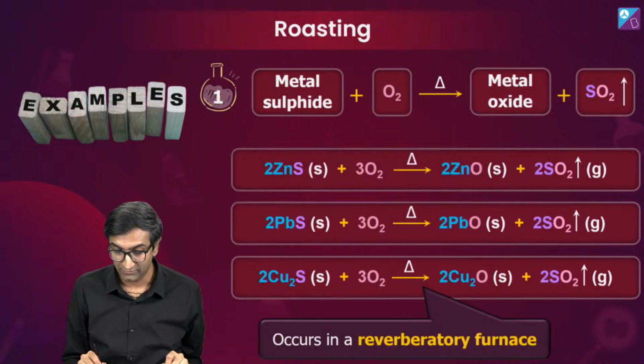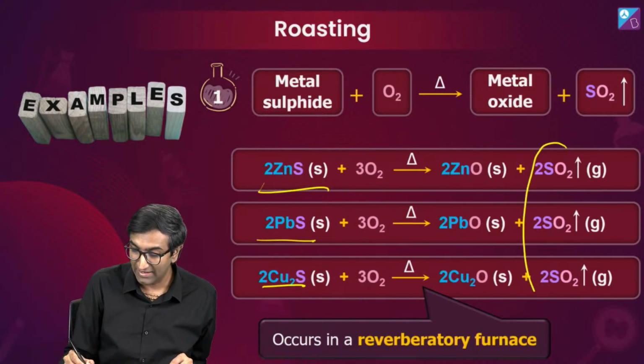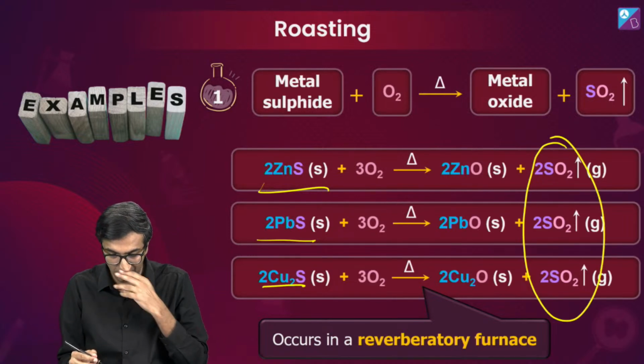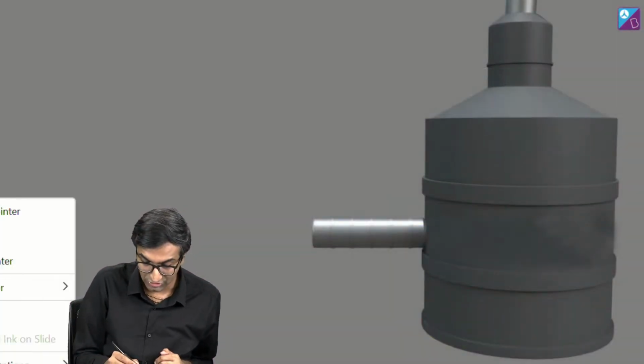Here are some reactions. Okay? Zinc, lead, and copper are shown over here. And interestingly, in all of them, SO2 comes out. So in calcination CO2 came out, in this SO2 comes out. And this SO2, before I tell you what it does, let's check out a funky animation one more time.